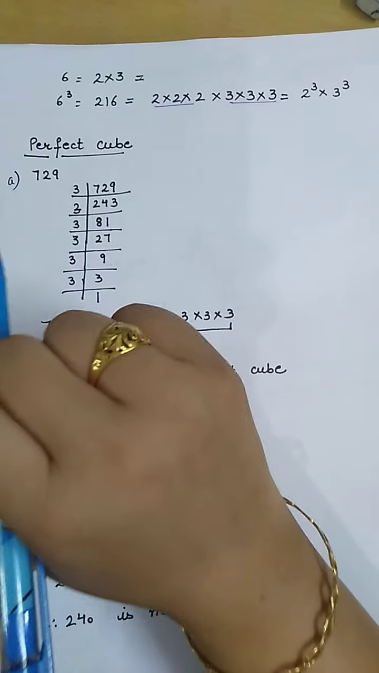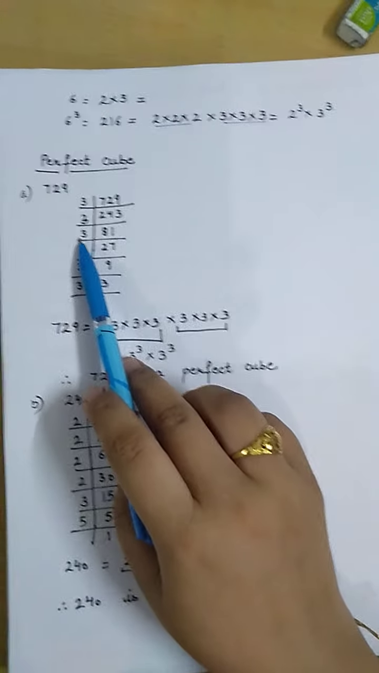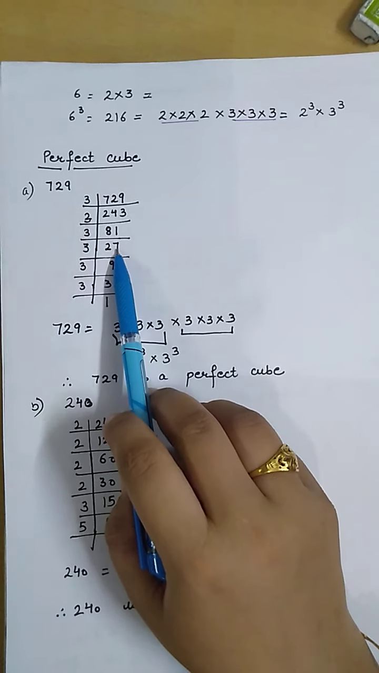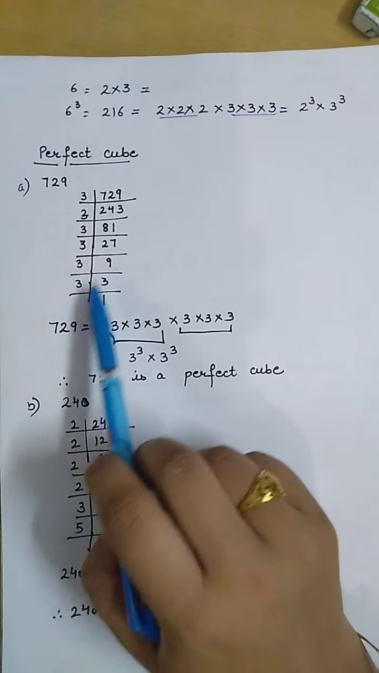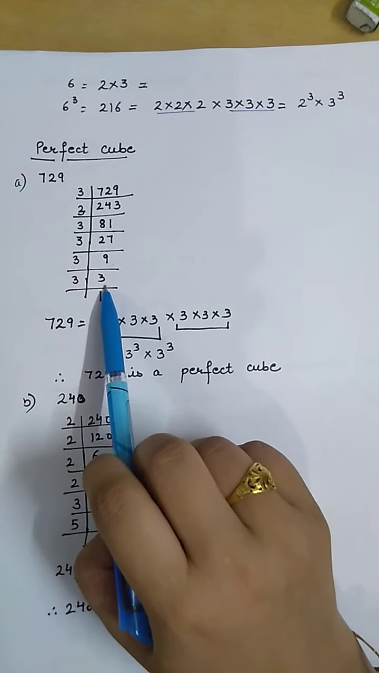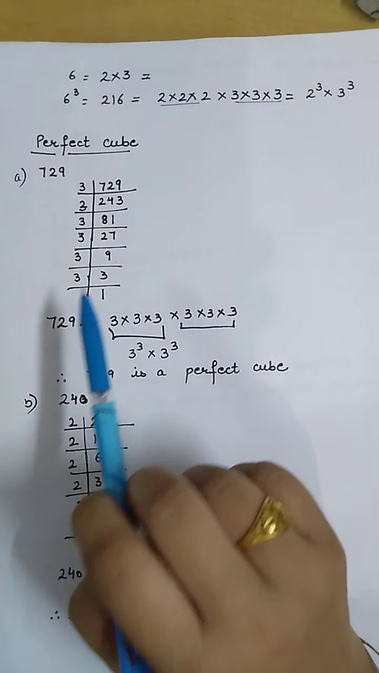Then it will be divided by 3 again, it will give you 81. Similarly, it will be divided by 3 again, it will give you 27. Again divided by 3, 9. Again divided by 3, 3. And 3 here, 1 will come here.